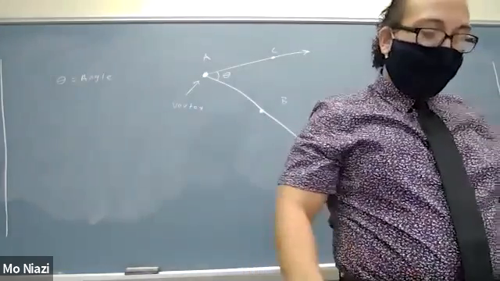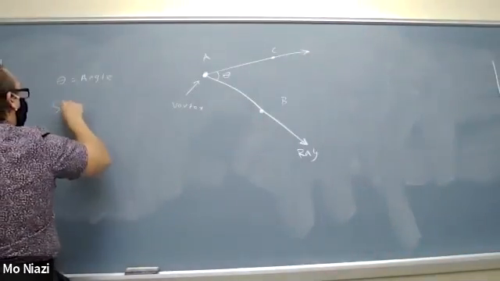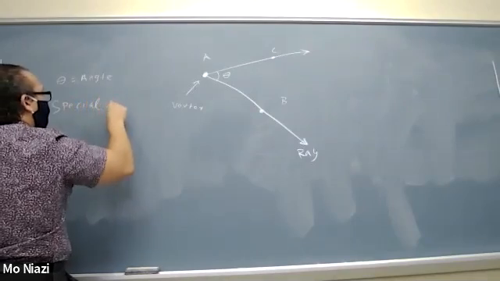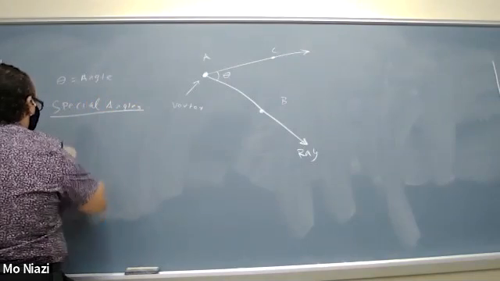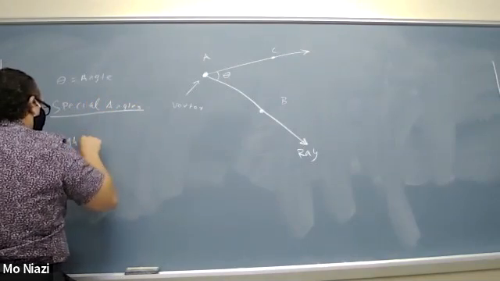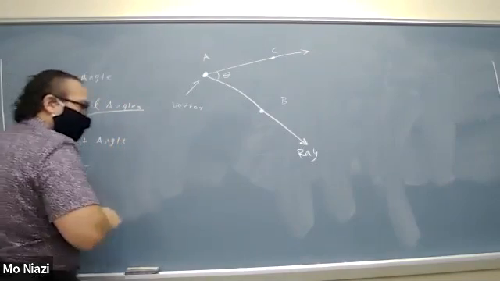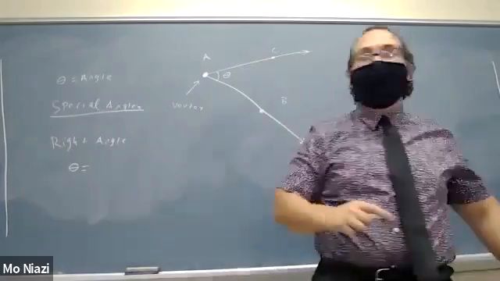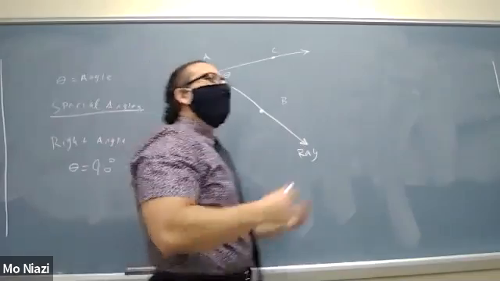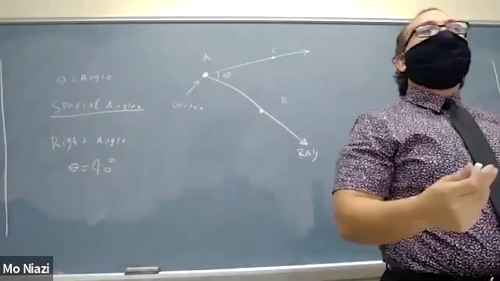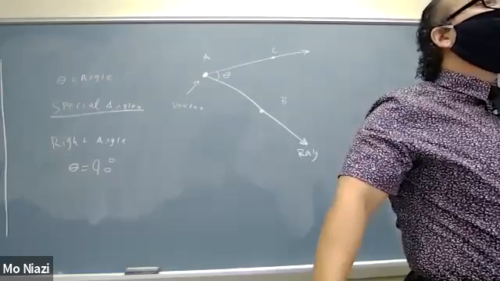Okay? Now, let's define some special angles. One such special angle is called a right angle. This is when theta is equal to what? 90. Yes, very good. 90 degrees. By 90, what do you mean? And by degrees, what do you mean? Who here can explain to me the concept of a degree?